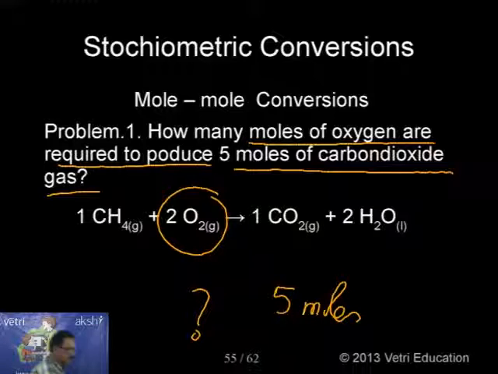So our aim is to produce 5 moles. To produce 5 moles, how many moles of oxygen are required? So from the stoichiometry, what information can we get? Very simple. 2 moles of oxygen will produce 1 mole of carbon dioxide. So to produce 5 moles, how many moles of oxygen are required?